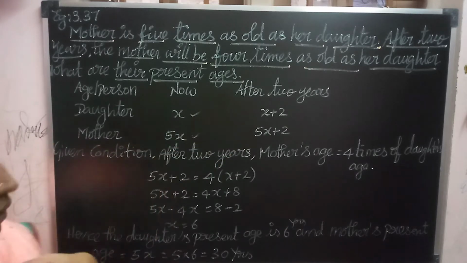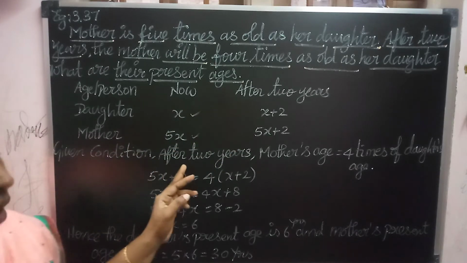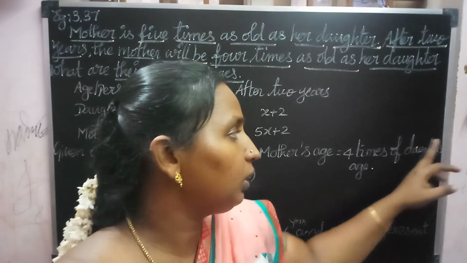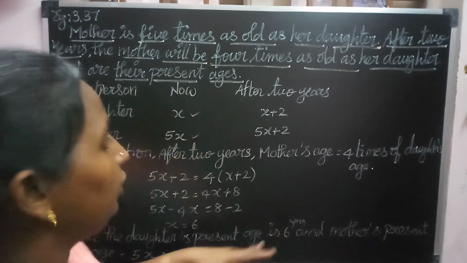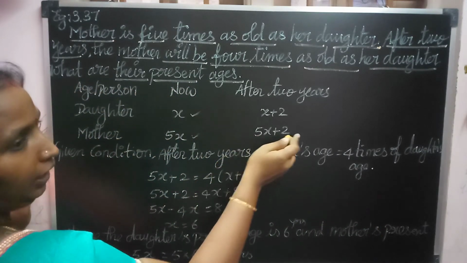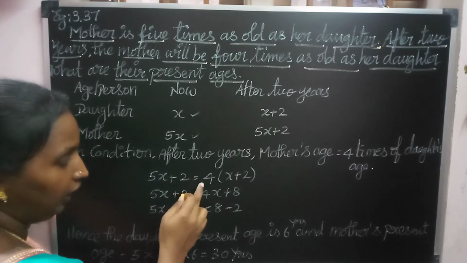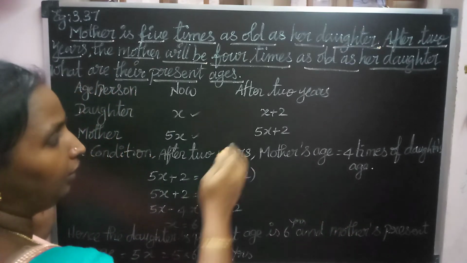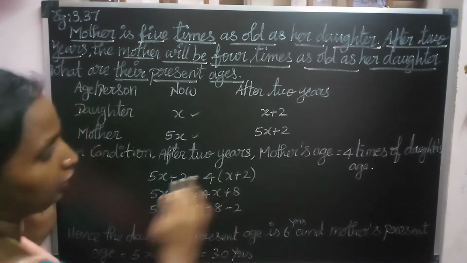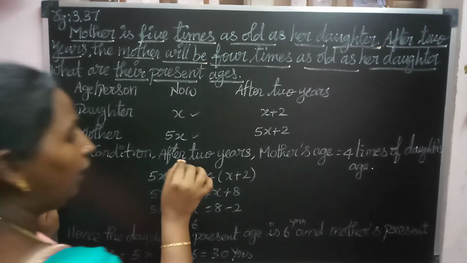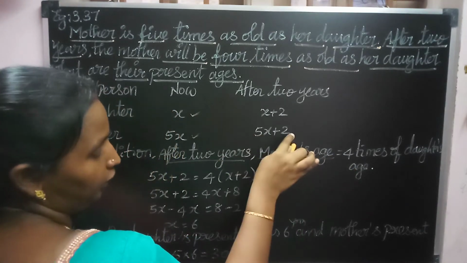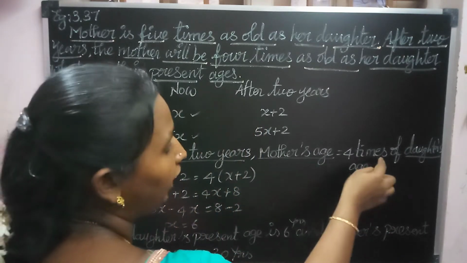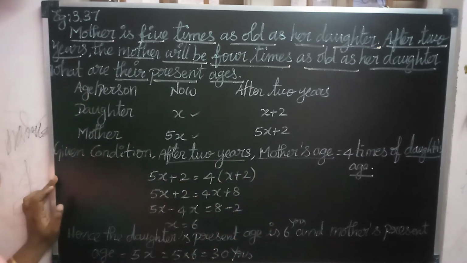Do you clear up to this? Move on to the given condition. What have they given? After 2 years, mother's age equals 4 times daughter's age. After 2 years, what is the mother's age? 5x plus 2. So 5x plus 2 equals 4 times. Again, after 2 years, what is the age of daughter? x plus 2. So 4 into x plus 2. Do you clear? After 2 years, mother's age is 5x plus 2, and daughter's age is x plus 2. They have given 4 times, so you have to write 4 into x plus 2.